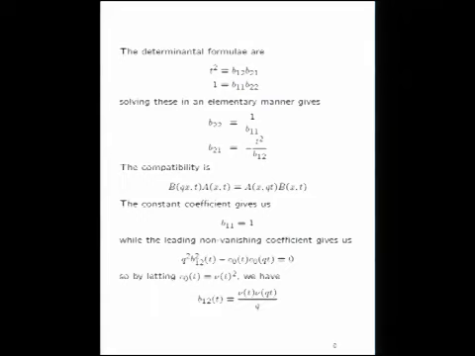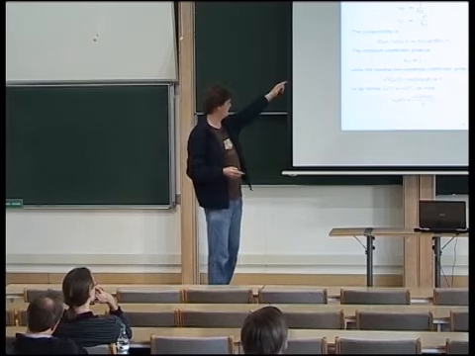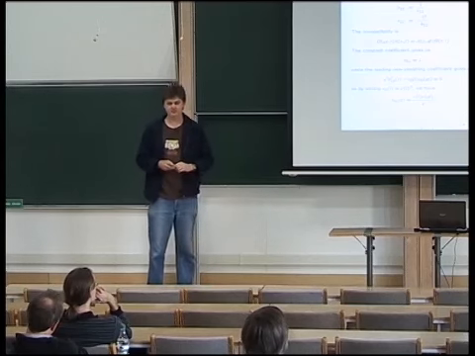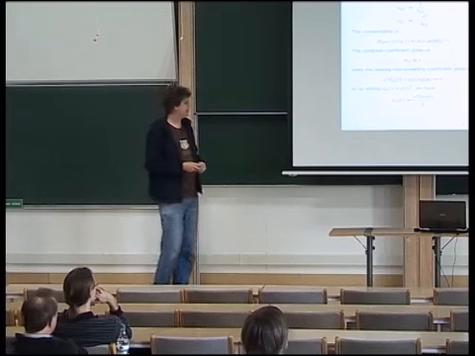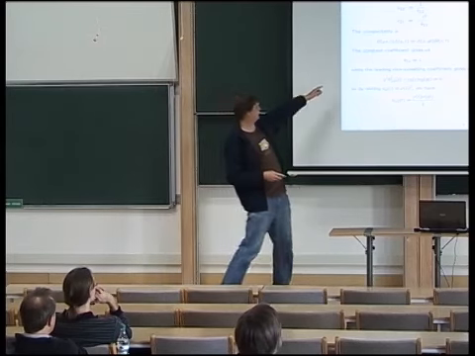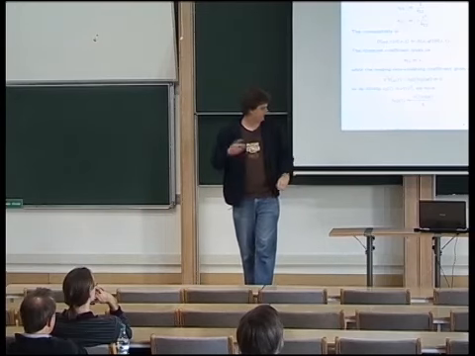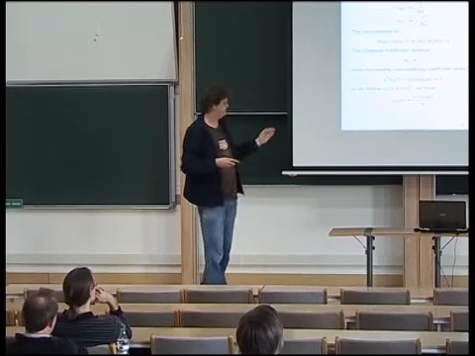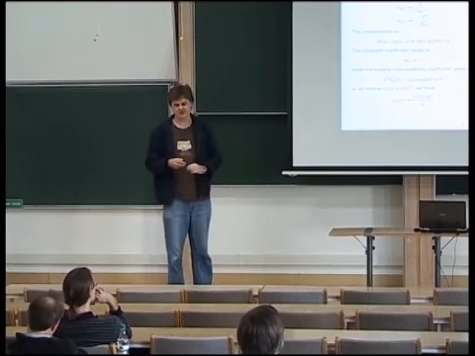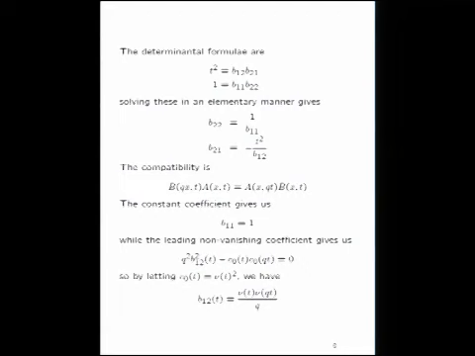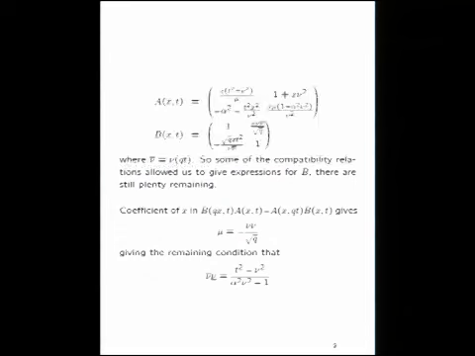In particular, if you look at the constant coefficient, that is, if you set x equals 0, that tells you that B1 must be 1. And if you look at this condition, you have C0. So you set C0 to be mu squared, and you have another constraint, you have another value. So the compatibility condition has determined what the values of the matrix B should be.